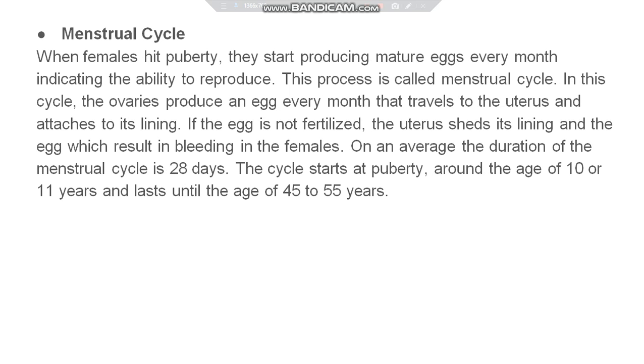Menstrual cycle. When females hit puberty, they start producing mature eggs every month, indicating the ability to reproduce. This process is called the menstrual cycle. In this cycle, the ovaries produce an egg every month that travels to the uterus and attaches to its lining. If the egg is not fertilized, the uterus sheds its lining and the egg, which results in bleeding in the female. On average, the duration of the menstrual cycle is 28 days. The cycle starts at puberty around the age of 10 or 11 years and lasts until the age of 45 to 55 years.